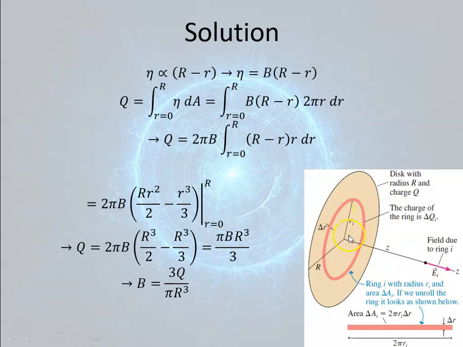Multiply both sides by 3, divide both sides by pi big R cubed, and there's our normalization constant. Yay! We can just call that b for a while until we get ready to plug it in. So, in any case, eta is b times big R minus little r, and here I've plugged in b.